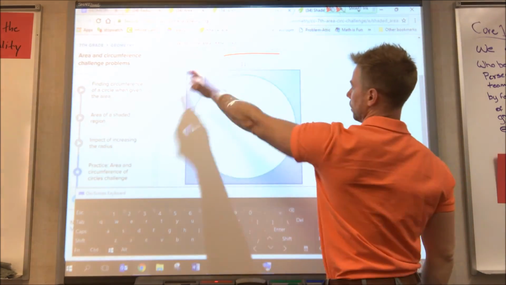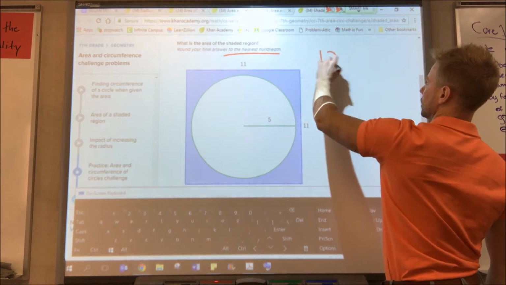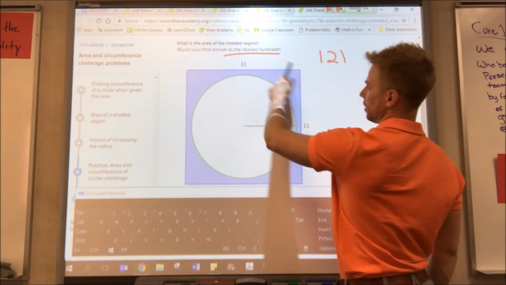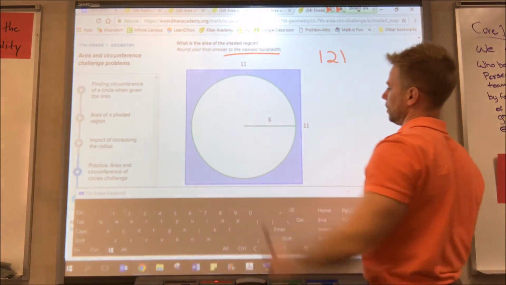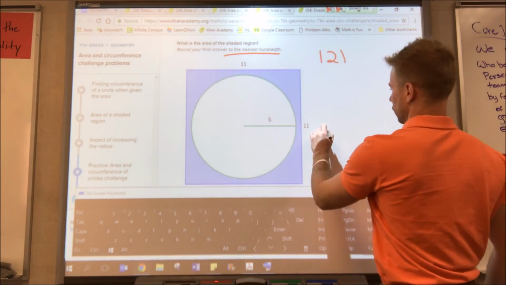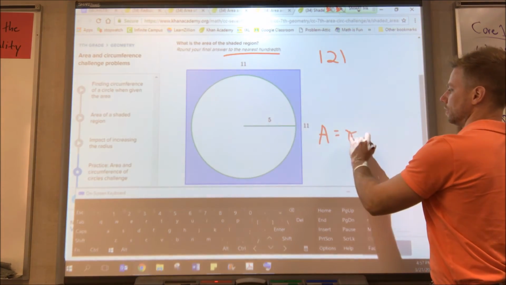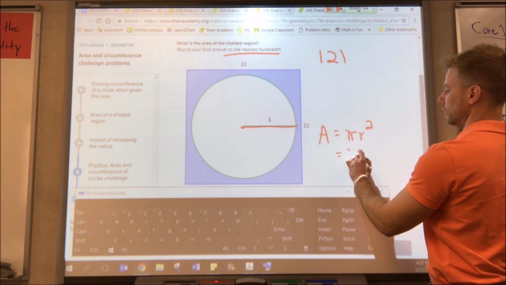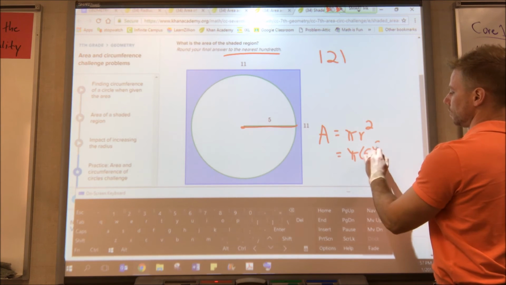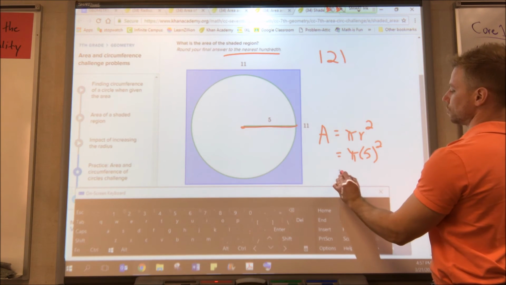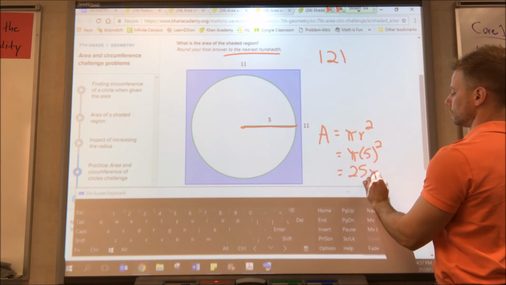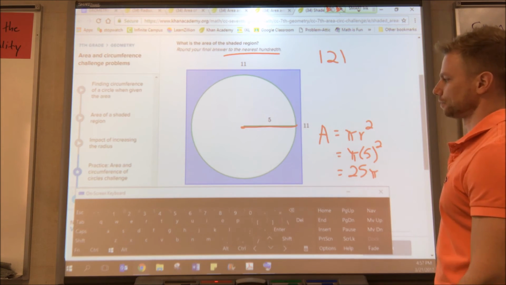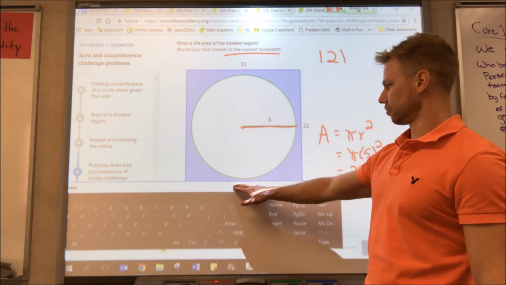Okay, so the square, 11 times 11 is 121. That's the area of the whole square. Now we're going to subtract the area of the circle. So we use our area formula. The radius is 5, as they told us. So we plug in 5 in place of r. 5 squared is 25. So we get 25 pi for the area of the circle.